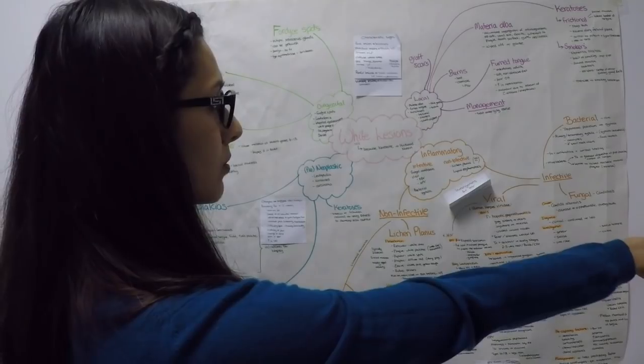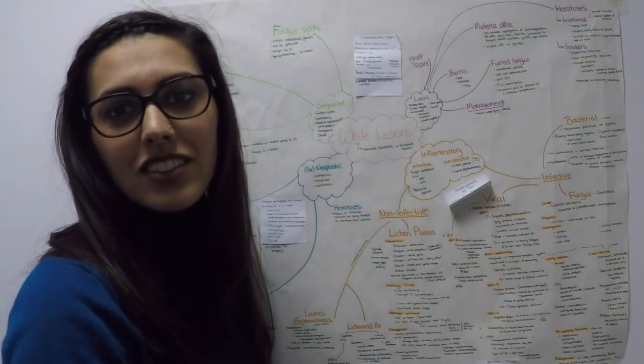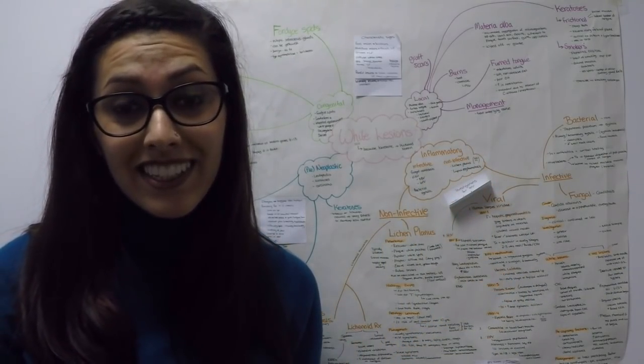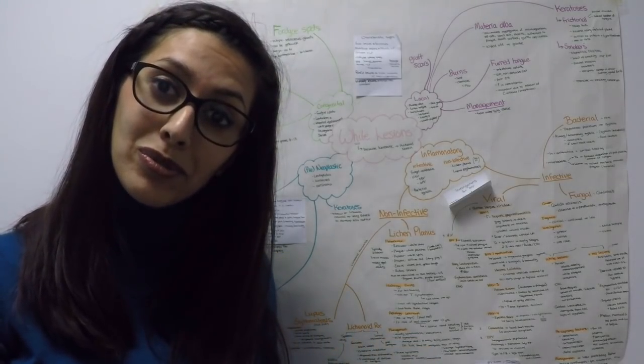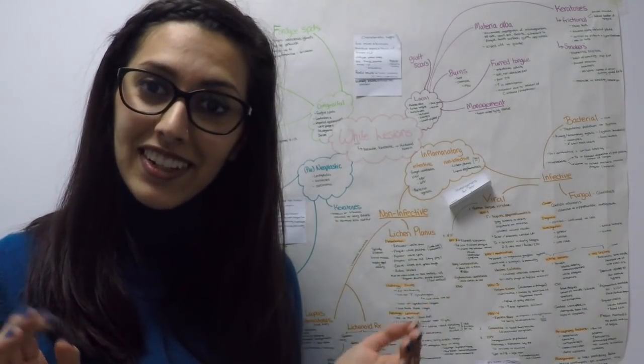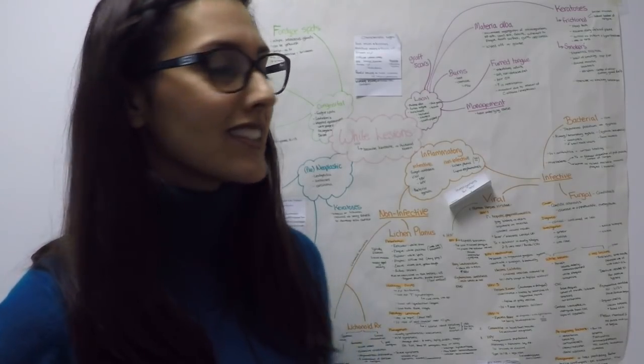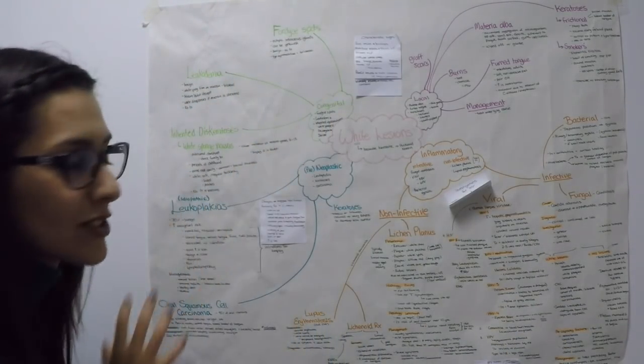So that's local factors. Management is just to treat the underlying cause. It should go away. If it's persistent for more than 3 weeks, you start to question it, biopsy it, as it might be precancerous. Okay, congenital white lesions.